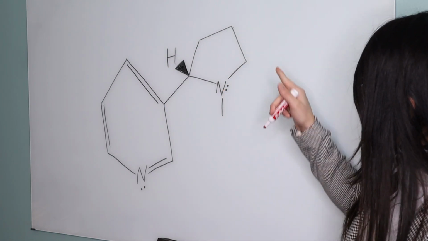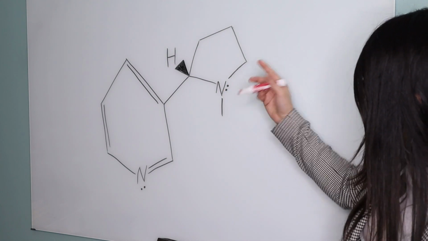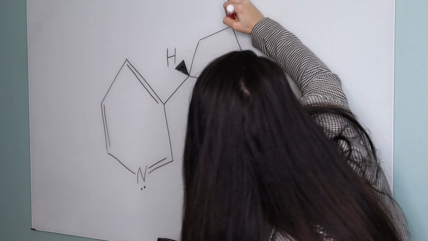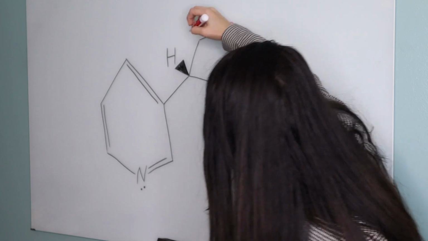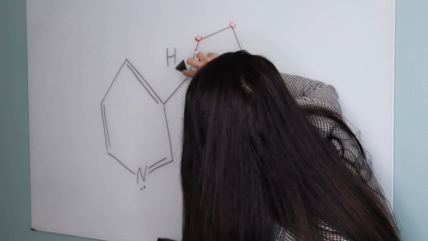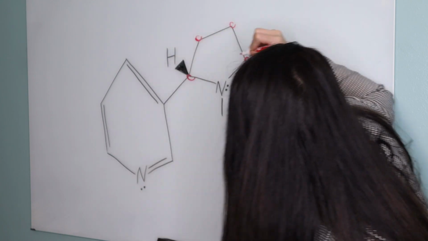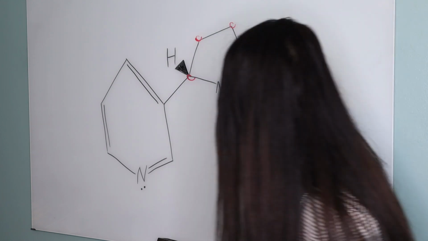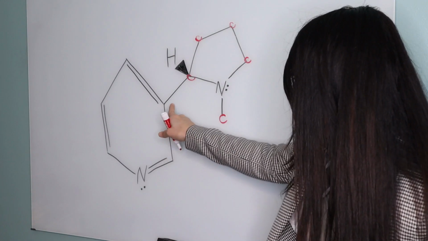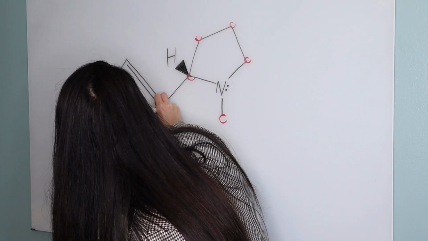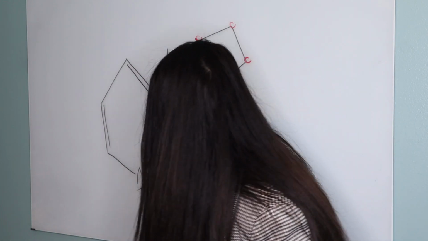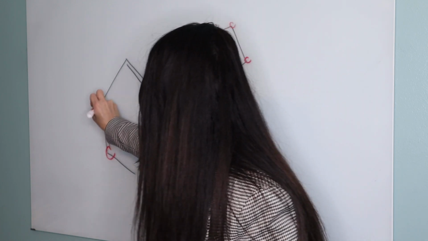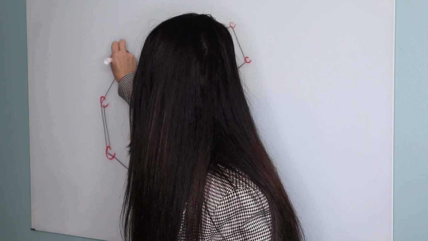Let's start over here, right? Two lines are meeting, we're going to have a carbon. Two lines are meeting, carbon. Two lines meet, carbon, carbon. There's a nitrogen there, so no. The end of a line, there's a carbon. Lines meeting, carbon, carbon, carbon, carbon, and carbon.